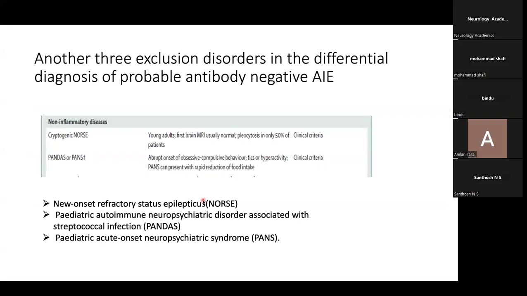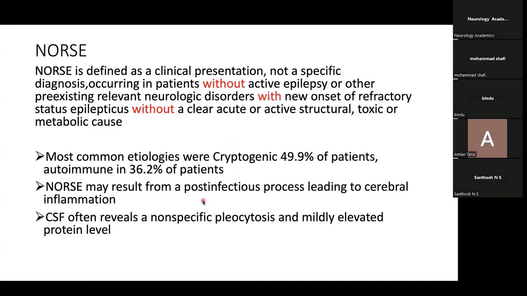Another 3 exclusion disorders in the differential diagnosis of probable antibody-negative autoimmune encephalitis are NORSE, that is new onset refractory status epilepticus; PANDAS, the pediatric autoimmune neuropsychiatric disorder associated with streptococcal infection; and PANS, the pediatric acute onset neuropsychiatric syndrome. Actually, PANDAS is a subtype of PANS. What is NORSE? NORSE is defined by the clinical presentation, not a specific diagnosis.